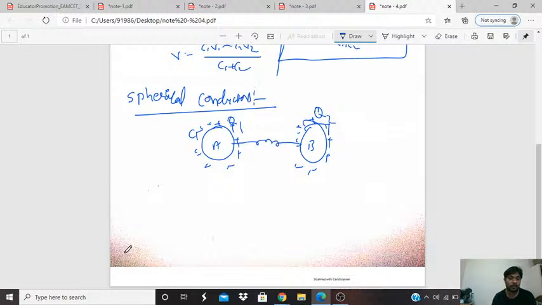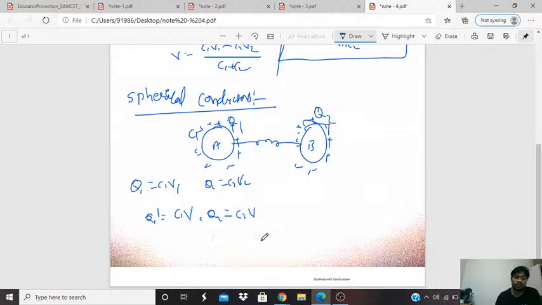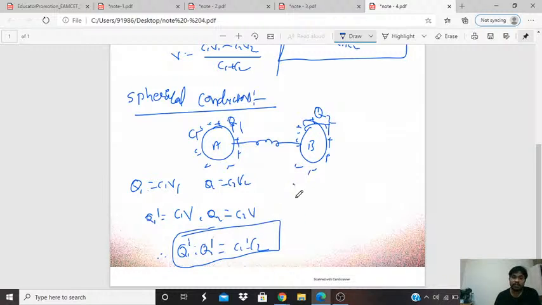Whenever they are connected, what is the energy? First of all, what is the charge? Q1 is C1V1 and Q2 is C2V2. After connecting, Q1 dash equals C1 V, where V is the common potential, and Q2 dash equals C2 V. Now the ratio Q1 dash to Q2 dash is C1 to C2. Actually for a spherical conductor, C equals 4 pi epsilon naught R, so C is proportional to R. Therefore Q1 dash is to Q2 dash equal to R1 is to R2.